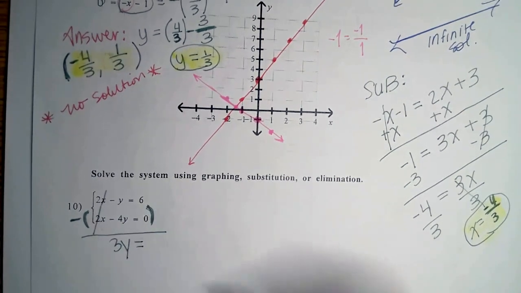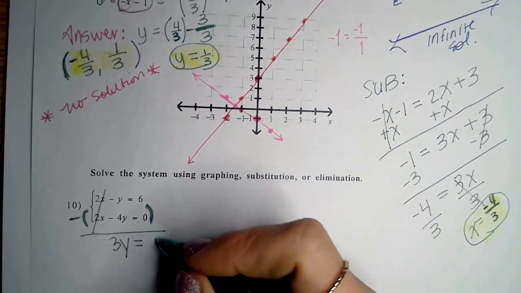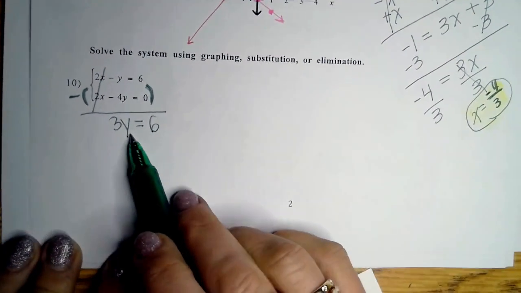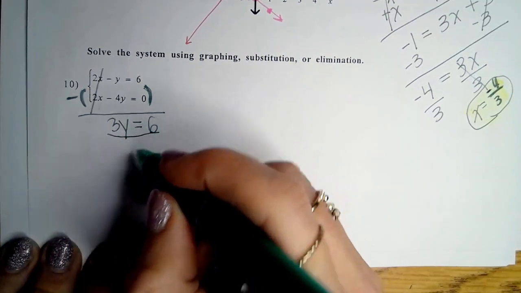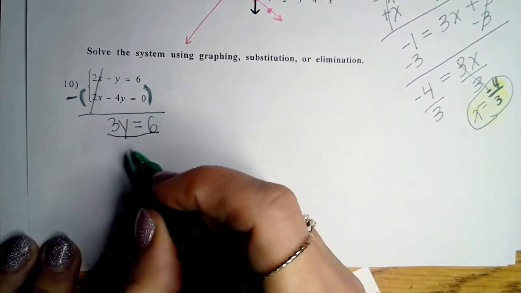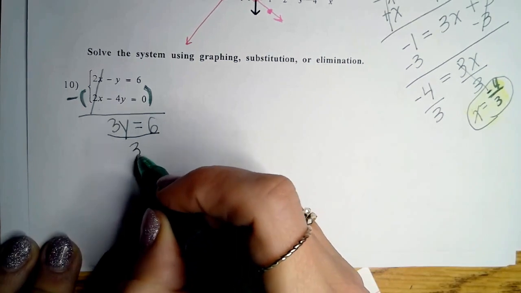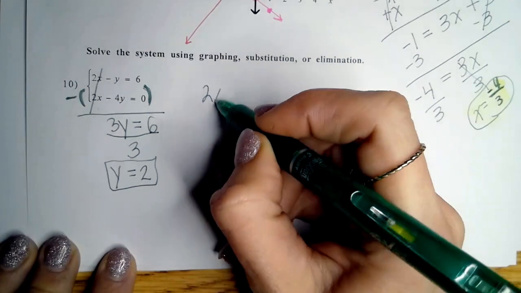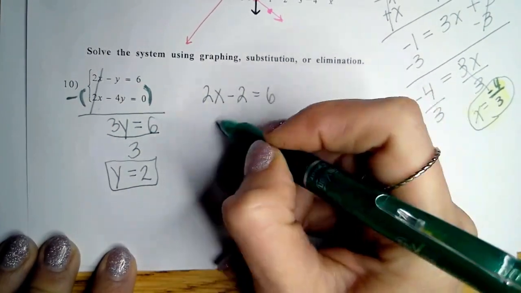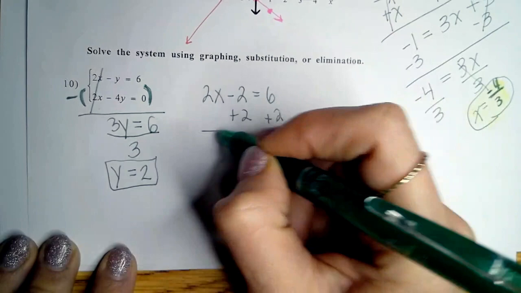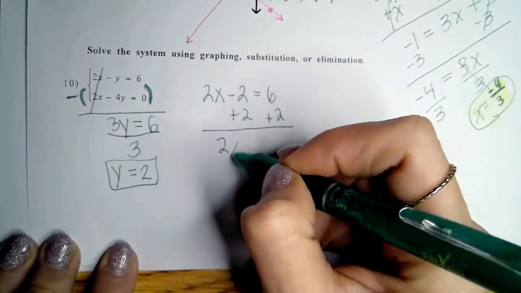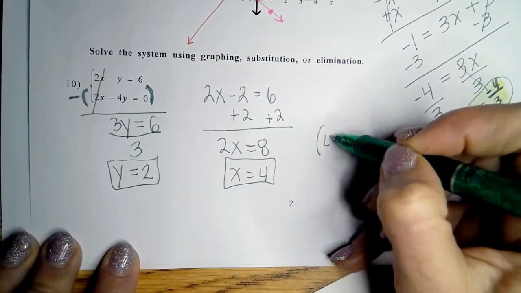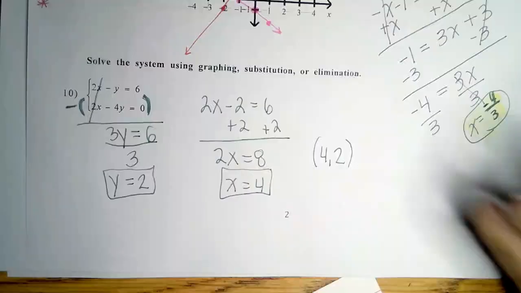6 minus, yeah, you get 6. 6 minus 0. Avery, if I have 3y equals 6, what's my next step? To divide by 3, and y equals 2. Plug it back in. 2x minus 2 equals 6. Add 2. 2x equals 8. Divide by 2. X equals 4. Answer is 4 comma 2.